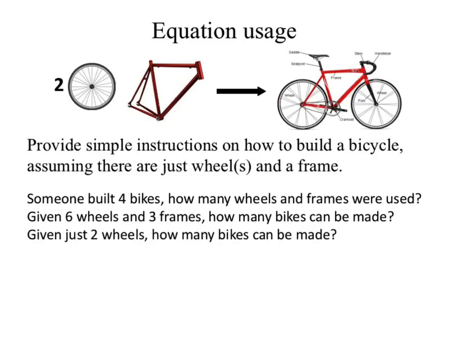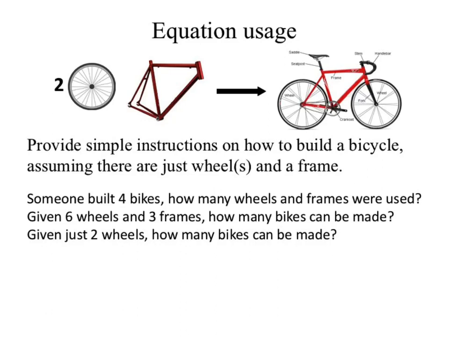2 wheels, how many bikes can be made? 2 unicycles. Why can't we build a bike? There's no frame. Okay? And this question is here because it's a bit challenging. Almost always when we ask questions in chemistry about reactions, we might say, given just X grams of this, or given X grams of this, how much product can be made? Right? And the same kind of question.